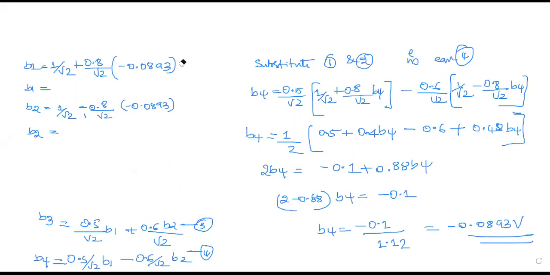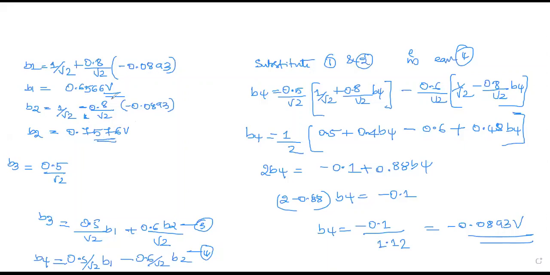What is the value of B1? 0.6566 volt. Similarly, find out B2: 1 by root 2 into minus 0.8 by root 2 into minus 0.0893. Tell me how much is B2? 0.7576, ma'am. Yes, correct.